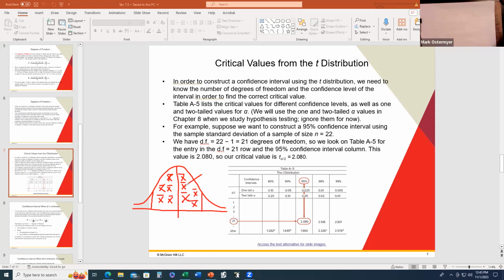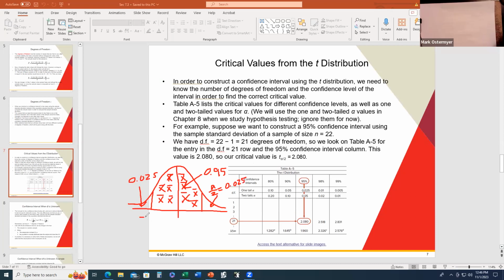So if the middle area here is 0.95, that leaves what area that is divided equally among the tails? It leaves 5%. So 5% divided by 2 is going to be 0.025. 2.5% of the area will be in the lower tail, and alpha divided by 2 suggests that 2.5% of the area will be in the upper tail of the student t distribution.